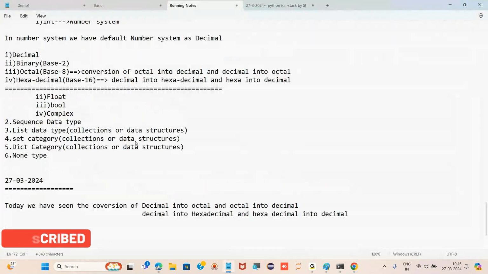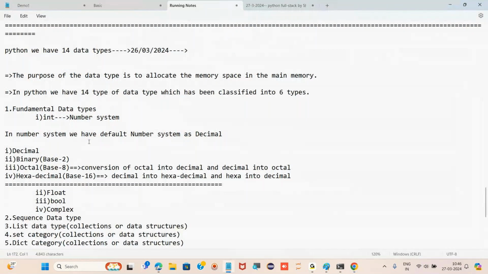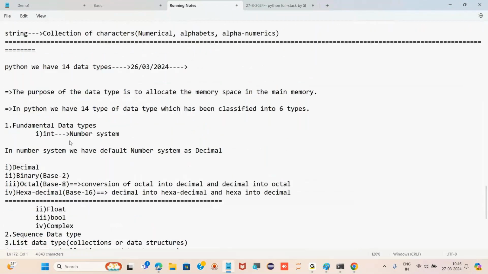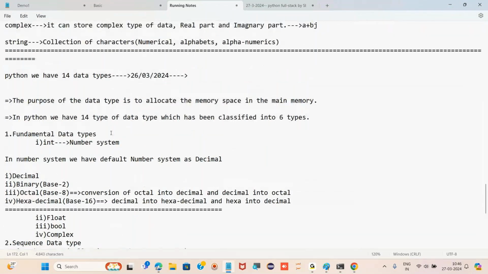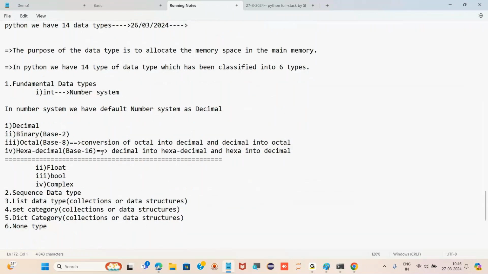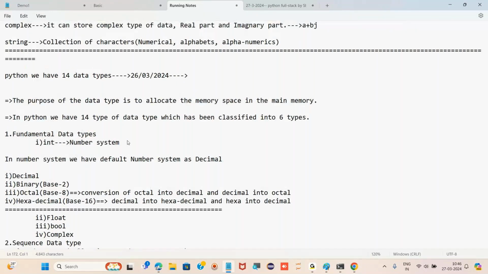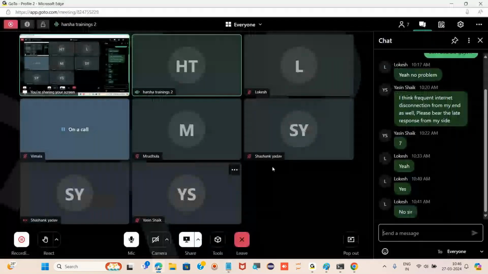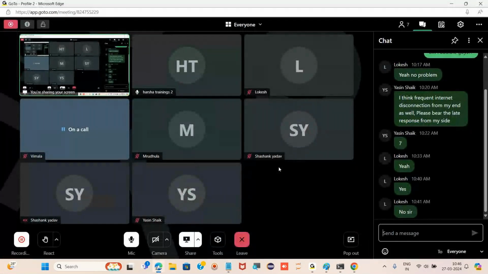Okay. So integer, what is integer? Integer takes the integral type of data or the integer value, right? Yasin, now am I audible?